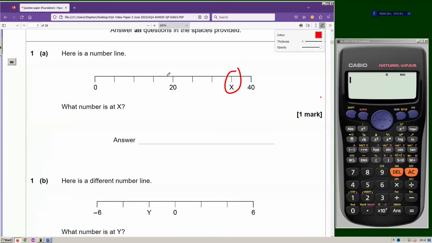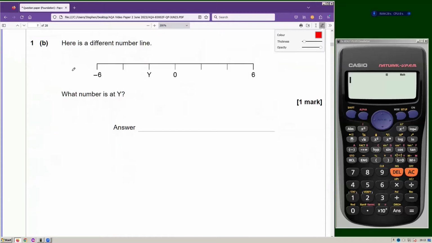4 goes into 20 5 times. So each of these is a space of 5. So this one is 25. This is 30. So x is 35. Okay.